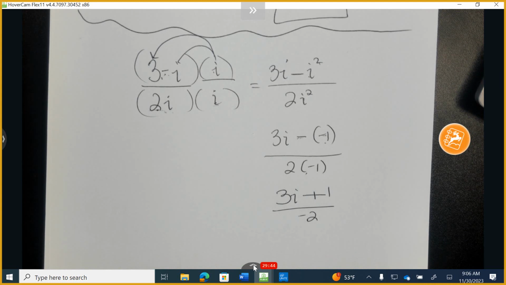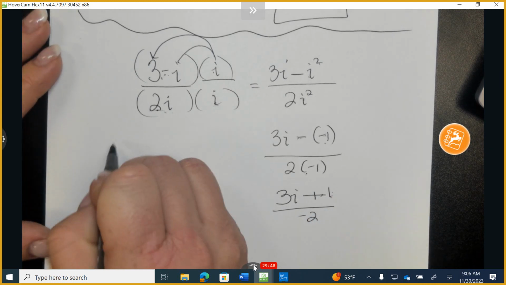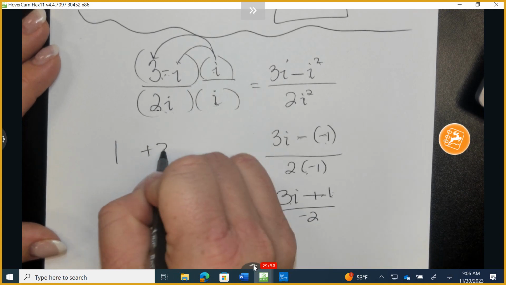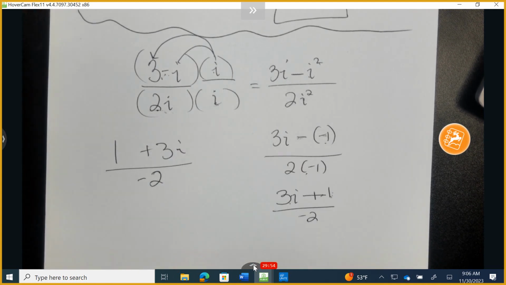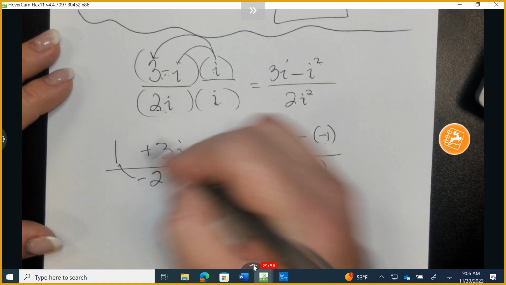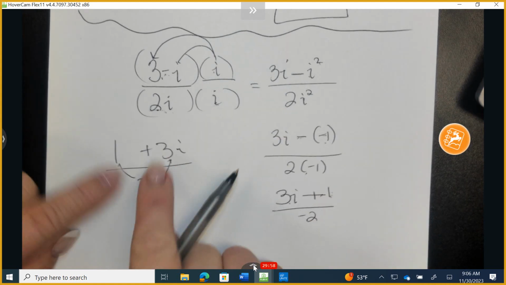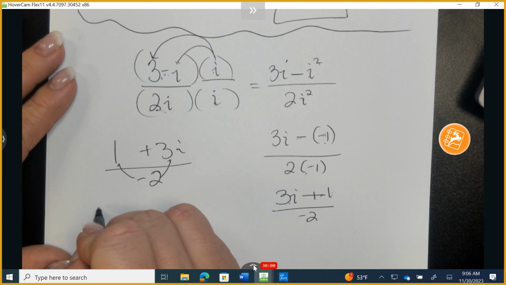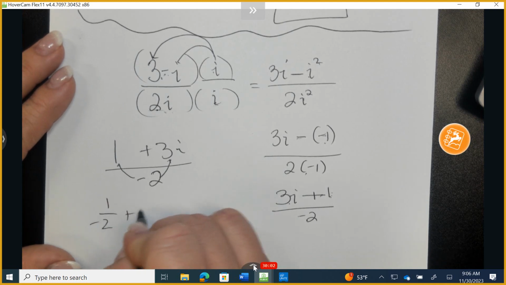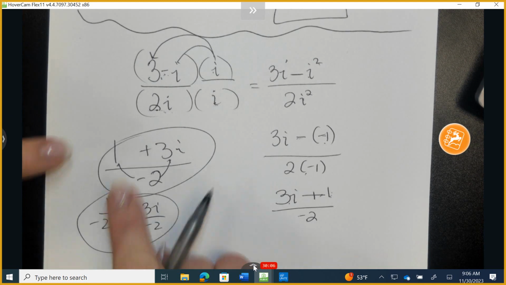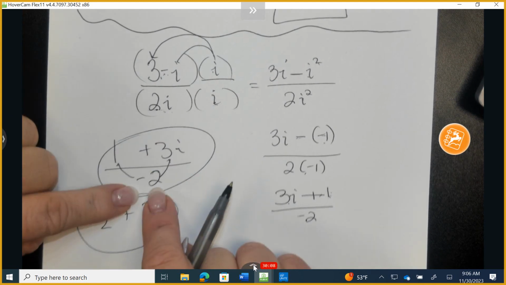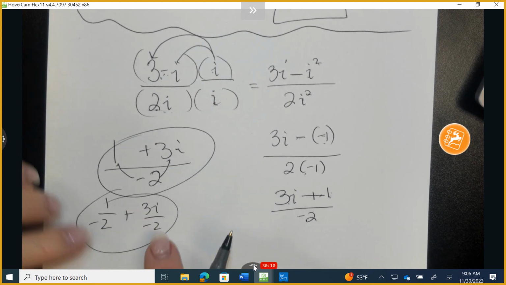None of this would be wrong, but they do want us to put it in a form where the real portion goes first. So I'm going to put the positive 1 first, the positive 3i over negative 2. Now, you can leave it like this, or again, like we showed up above, you may want to share this with both. If you are going to separate it, it has to be shared with both. So I have 1 over negative 2 plus 3i over negative 2. Either one of these would be fine. I have a real portion and I have an imaginary portion of a complex number.